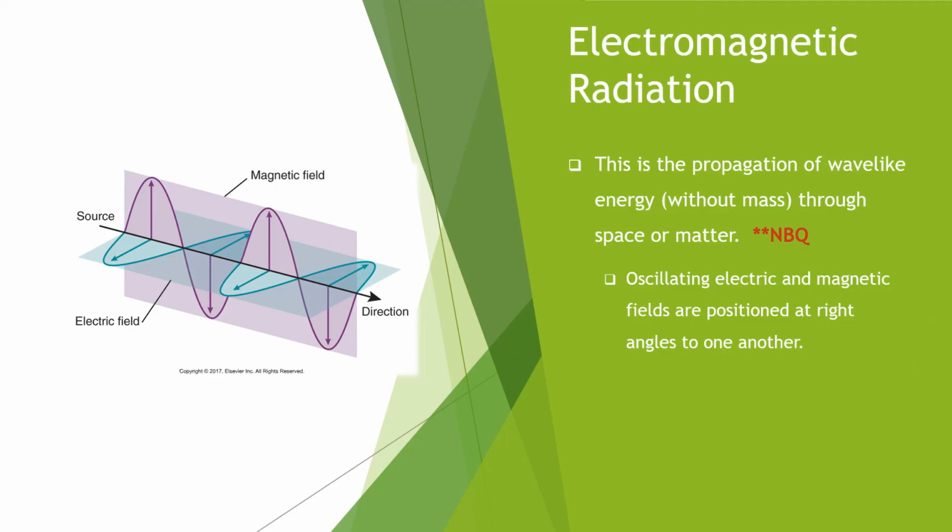And then here we have electromagnetic radiation. It is the other type of ionizing radiation, right? We have particulate radiation and we have electromagnetic radiation. This one is the propagation of wave-like energy. It has no mass and it's traveling through space or matter, probably be on your boards. This one has oscillating electric and magnetic fields that are positioned at right angles to one another. Electromagnetic radiation is made up of photons that travel through space at the speed of light. It's in a straight line with wave-like motion.